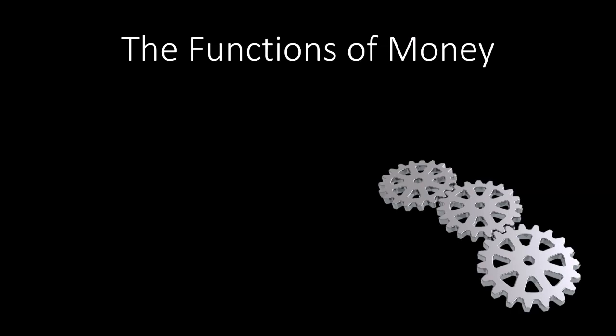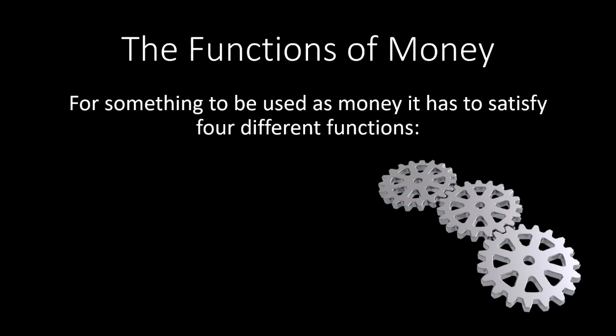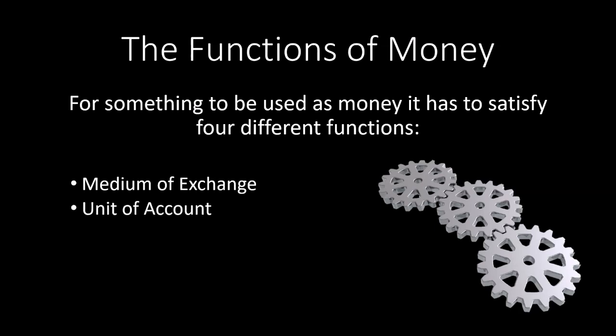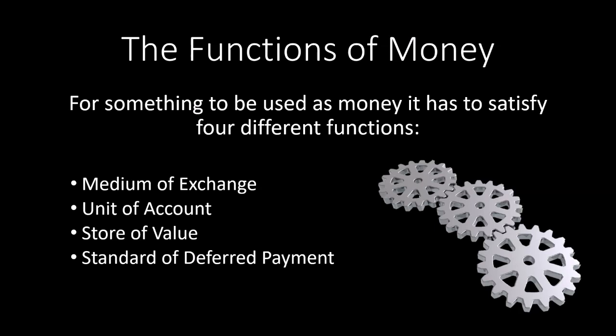The second video in this series is going to talk about the four functions of money. We're going to talk about these four functions of money now. In order for something to be used as money, it needs to satisfy these four different characteristics, which we're going to call the four functions of money: the medium of exchange, unit of account, store of value, and standard of deferred payment. We're going to talk about each one of those separately now.